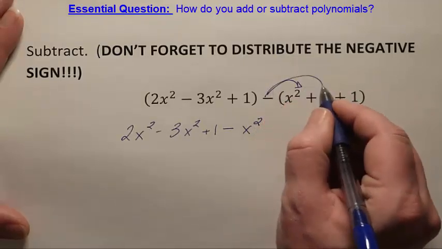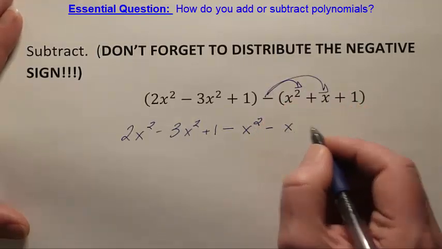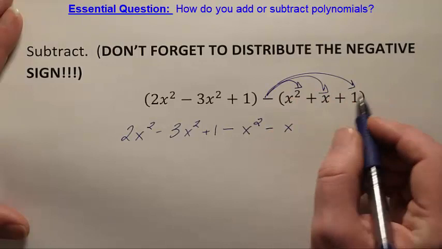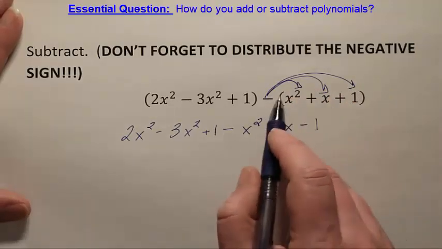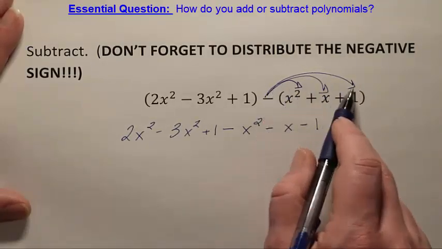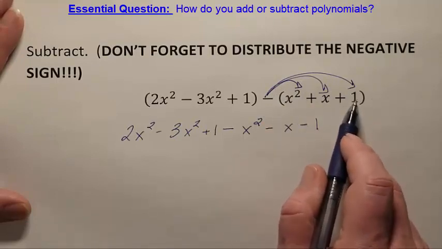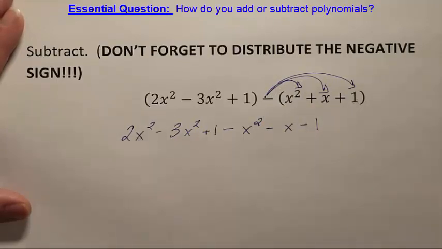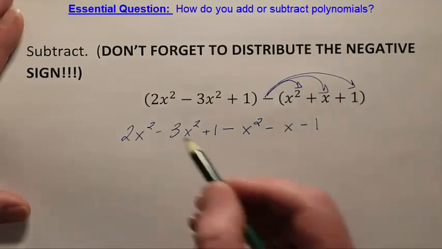And now I'm supposed to subtract my x. So here's me subtracting the x, and now I'm supposed to subtract the 1. So here's me subtracting my 1. Now that I have distributed this negative sign into everything in the second polynomial, so I'm actually subtracting, I'm going to identify so I can combine my like terms.